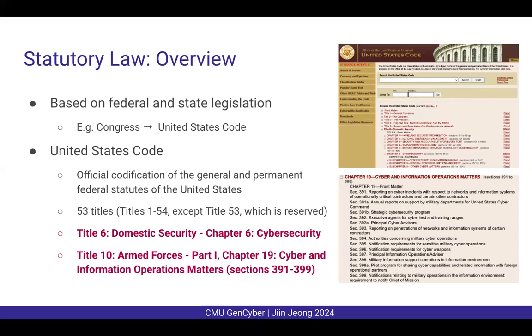Title 6 talks about domestic security, and within it, we actually see a chapter on cybersecurity, Chapter 6. There is also Title 10, Armed Forces, and in Part 1, Chapter 19, sections 391 to 399, it talks about cyber and information operations matters. So we see that even within the United States Code, there are sections related to cybersecurity. And you can go to the website and search within the US Code.